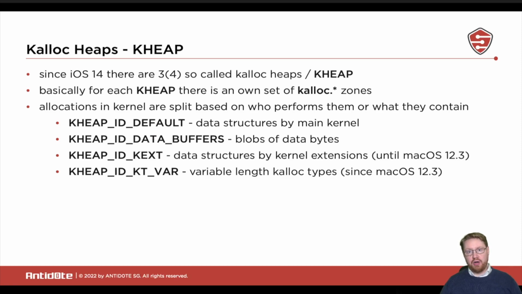Initially there were three k-heaps, then for one version or so there were four k-heaps, and then one of them got deprecated, so there are three k-heaps again. The k-heaps that exist are k-heap default, which is where the normal main kernel was allocating data structures, and then we have the kheap data buffers, where blobs of data are allocated.